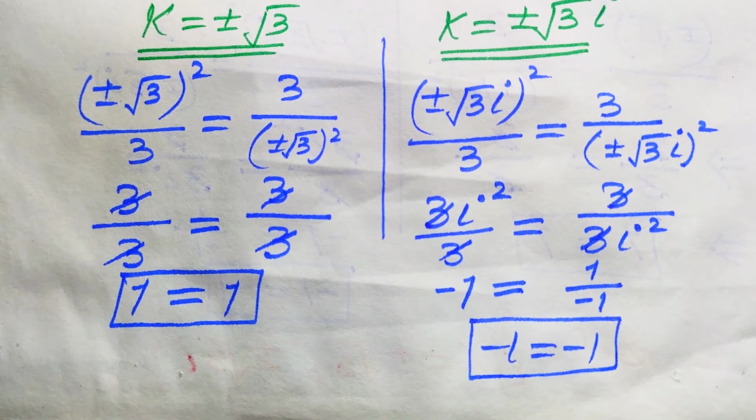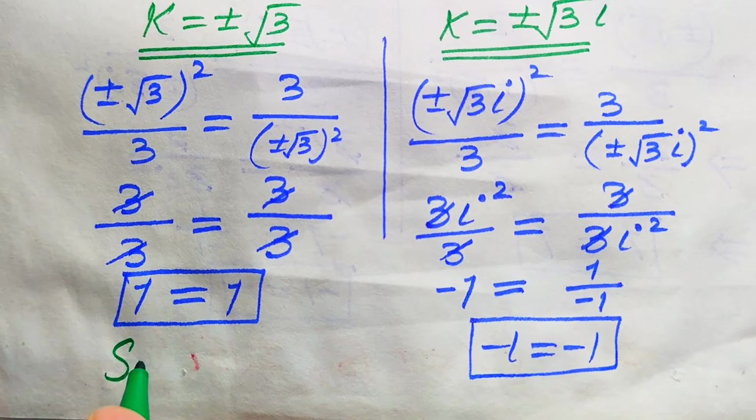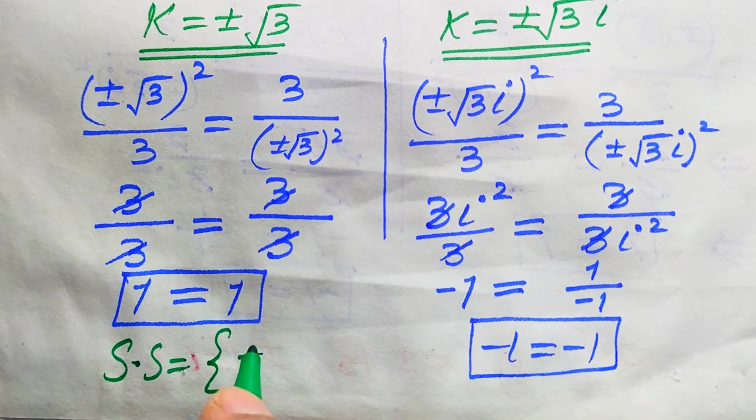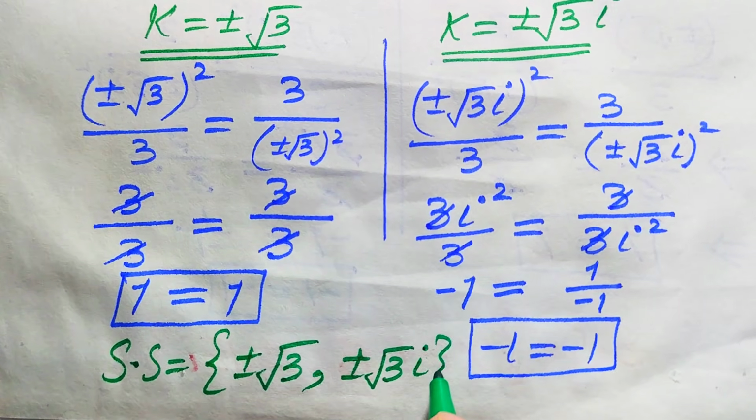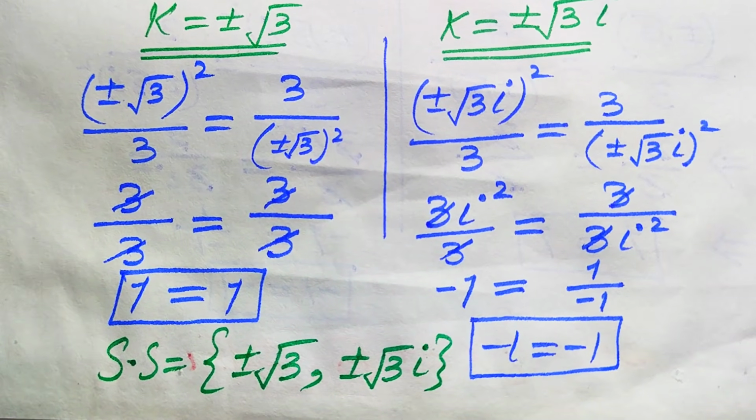So finally, we have the solution set of this problem is plus minus square root of 3 and plus minus square root of 3 into iota. So these are the four solutions of the given equation, and this is our final answer.